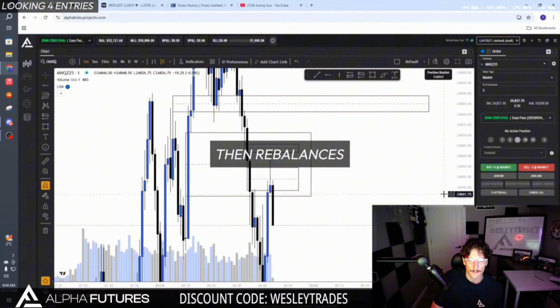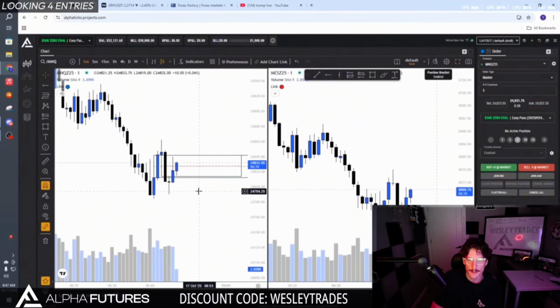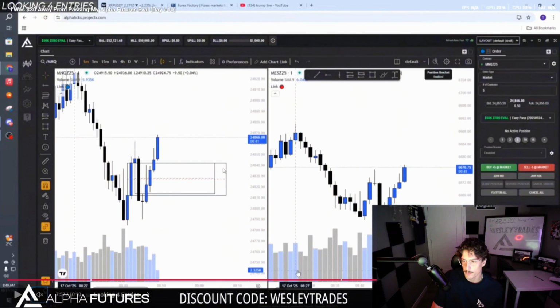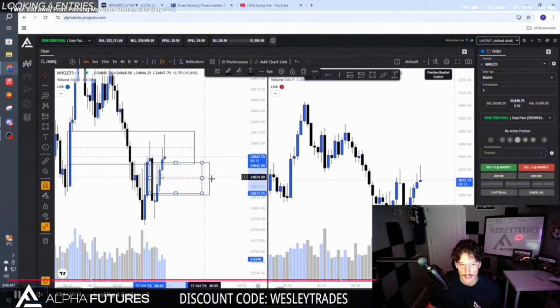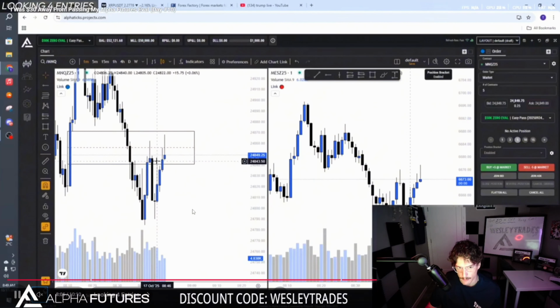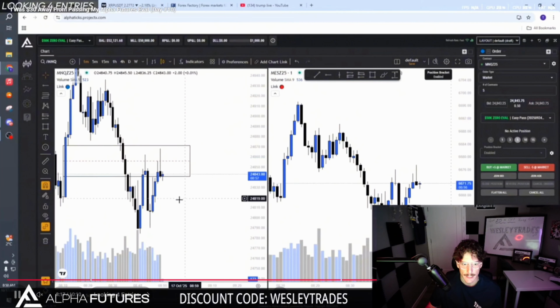All right, so here. Yeah, rebalances. Okay, this is one thing. This entry model seriously needs a whole lot of patience, you guys. You're not going to see an entry every 5 minutes, okay? You got to wait for it to come to you. So I'm marking out seriously every single imbalance that I'm seeing. Do I take an entry here right away?